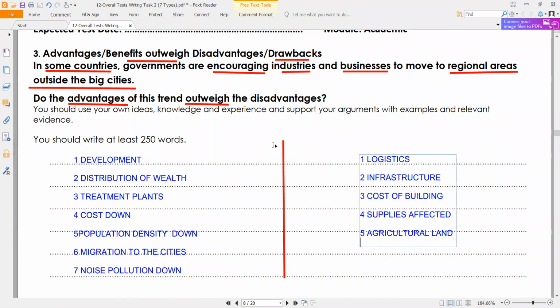And wildlife will suffer. Exactly, that's a big thing. Well done. That's a very important point, and a lot of people forget it. Wildlife will suffer.